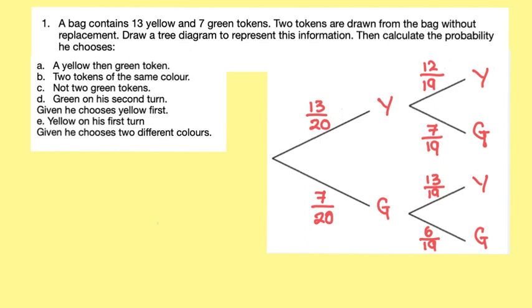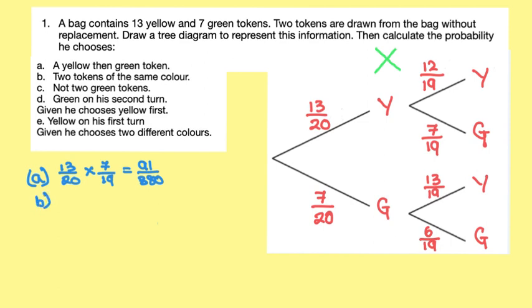Just one other thing I need to point out. When you are dealing with tree diagrams, when you cross from branch to branch, you multiply the probabilities together. Now let's answer the questions. So A, we want the probability of a yellow then a green token. Well, that is 13 out of 20 times 7 out of 19, which is equal to 91 out of 380.